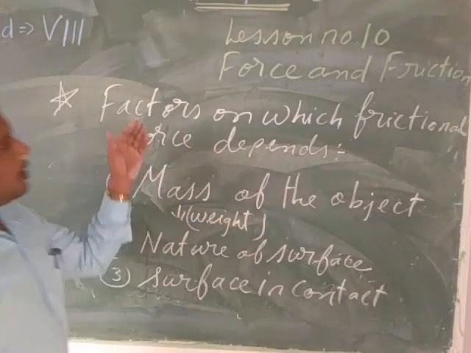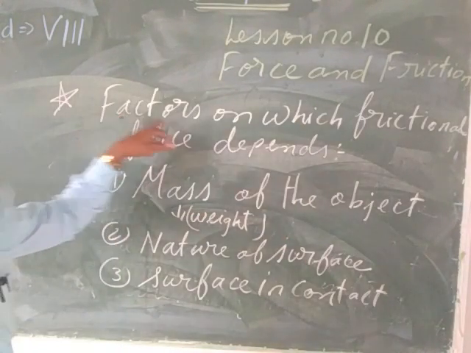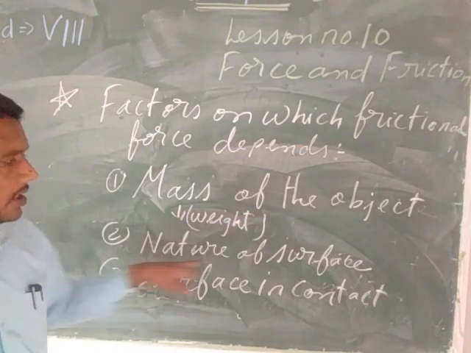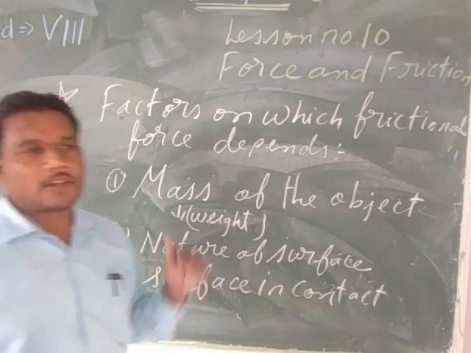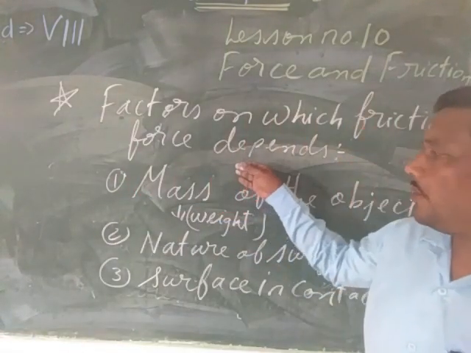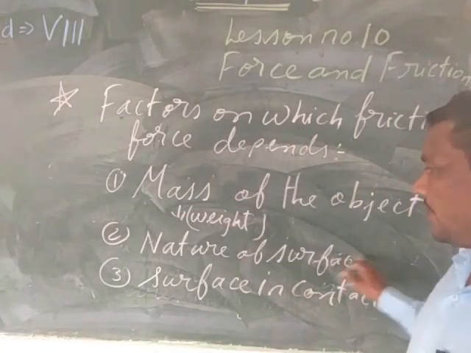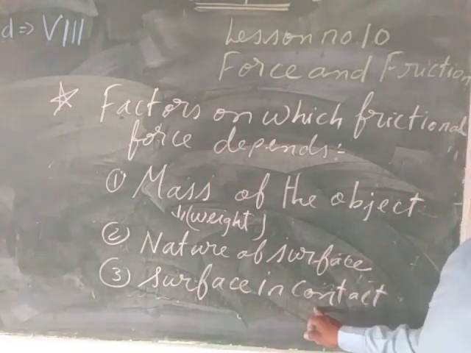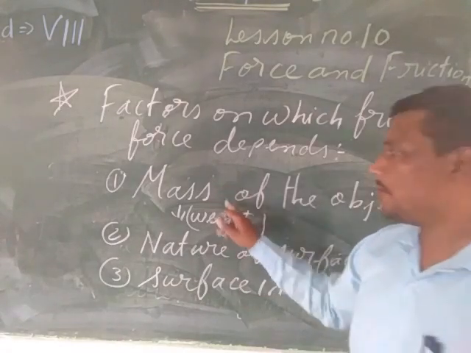So what are the factors on which the frictional force depends? The factors are mass of the object, nature of the surface, and surface in contact. So there are three main factors upon which the frictional force depends: the mass of the object, nature of the surface, and surface in contact.